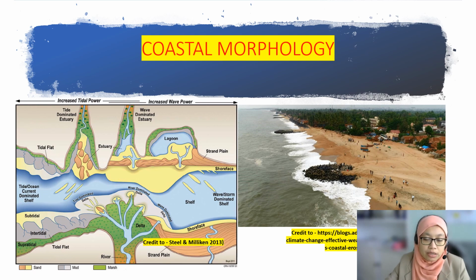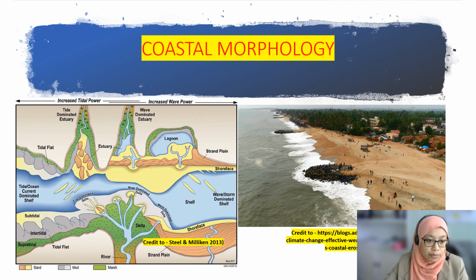So where is the locations of our coastal? It's easy to be indicated by the beaches that we have. But basically this coastal area or our beaches are actually dominated either by the tidal current or dominated by the river influence that is flowing the sediments from the inland area towards the sea.